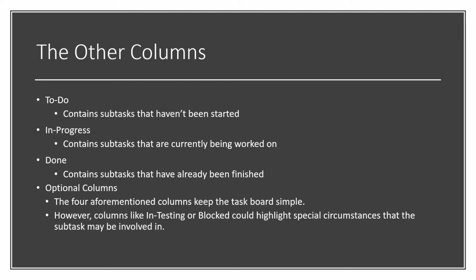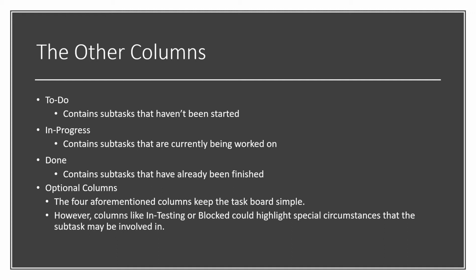The first is the to-do column. The to-do column contains subtasks that haven't been started by the Agile team. They've been taken off the backlog, but they haven't been started yet. The in progress section contains subtasks that are currently being worked on by the Agile team. The team will be working on more than one of these tasks at a time in order to get things done quicker.